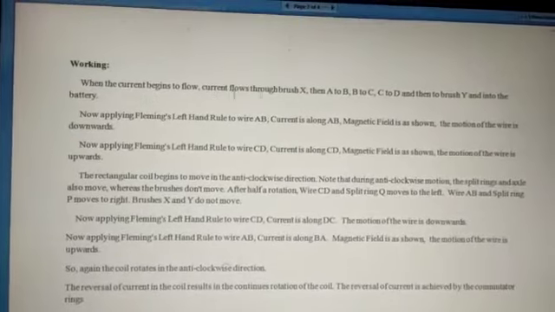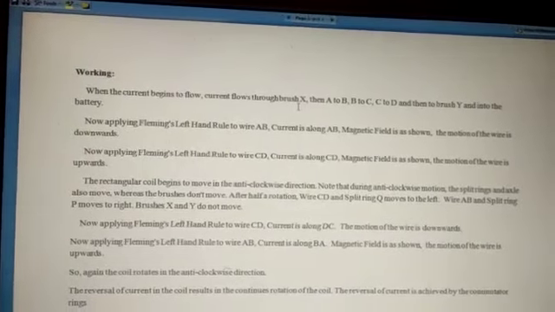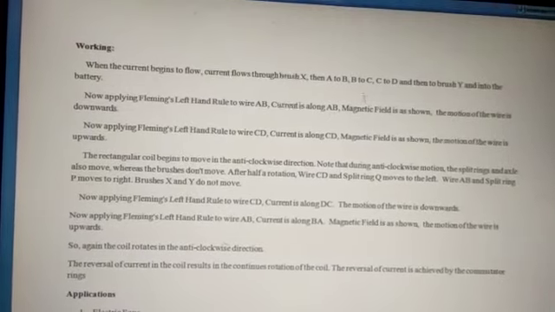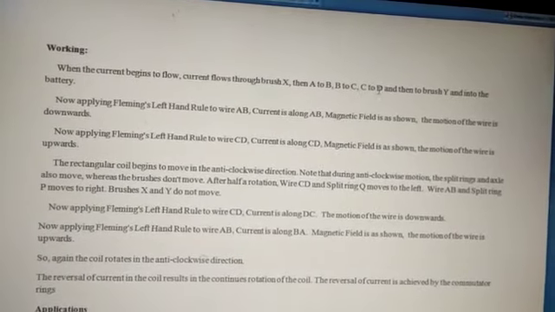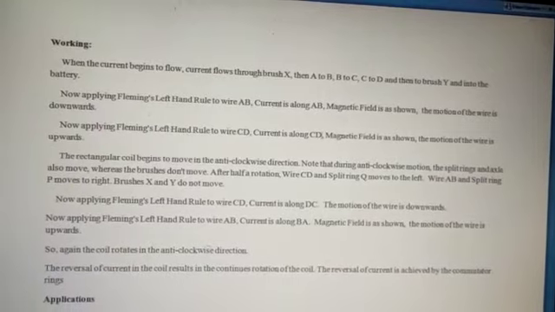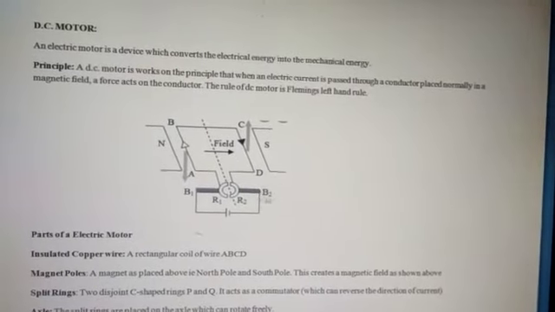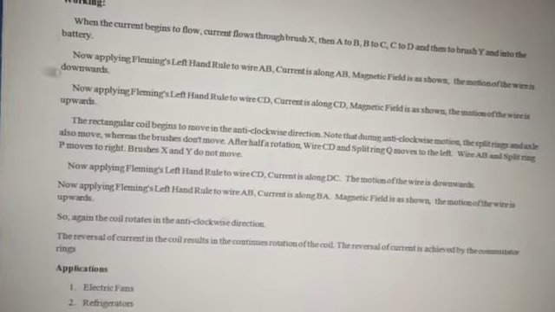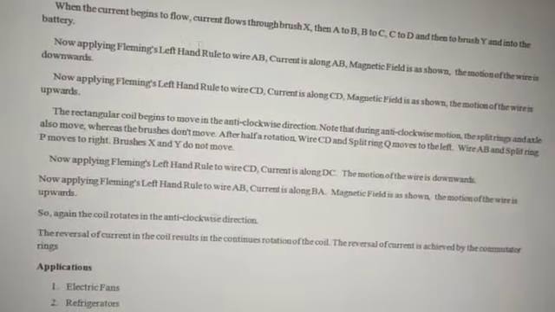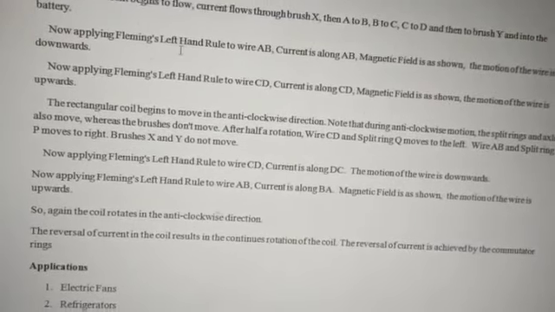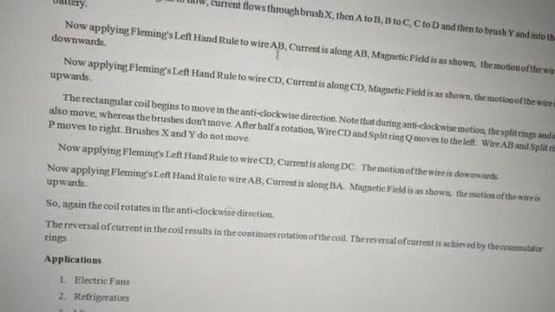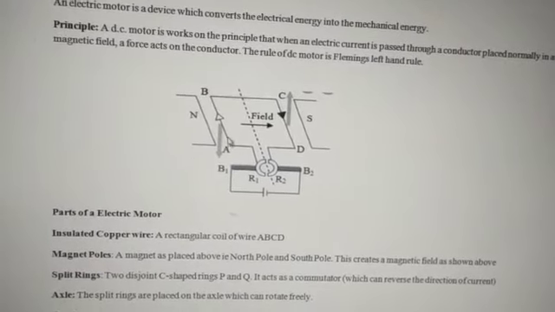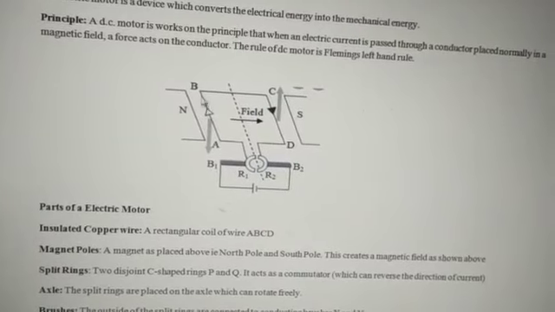That's the principle. When a current flows through the brush X, or we can call it B1, then AB to BC, then to CD, then the brush Y, which is B2, and then into the battery. Now applying Fleming's left hand rule, the current along AB flows from A to B like this.